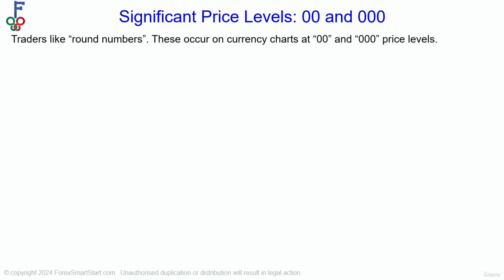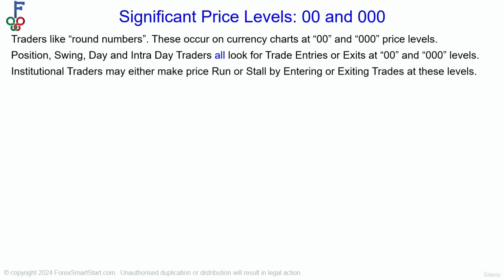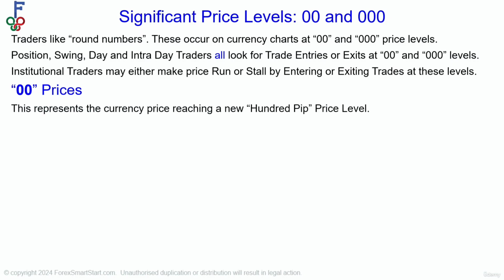Significant price levels, double zeros and triple zeros. Faders like round numbers. These occur on currency charts at double zero and triple zero price levels. Position, swing, day, and intraday traders all look for trade entries or exits at double zero and triple zero levels. Institutional traders may either make price run or stall by entering or exiting trades at these levels. Double zero prices. This represents the currency price reaching a new 100 pip price level.